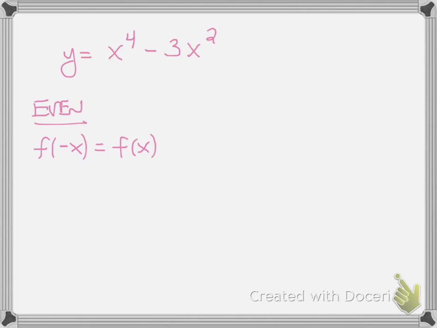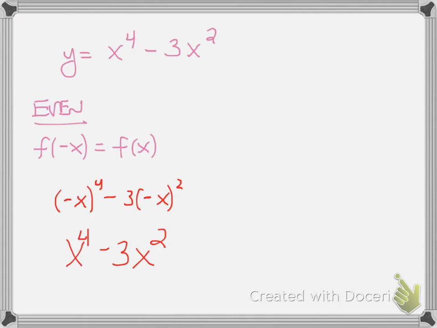So when I do that here, just think about this. If I put a negative in for x and raise it to the 4th power, and put a negative in for x raised to the 2nd power, multiplied by 3, the negatives will go away, and so you literally will have the exact same thing. So it is definitely even.